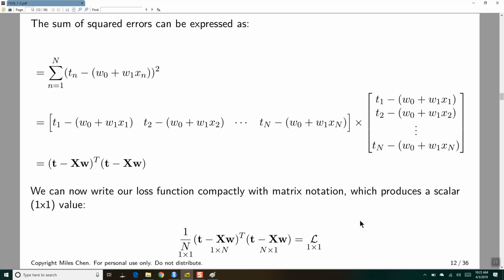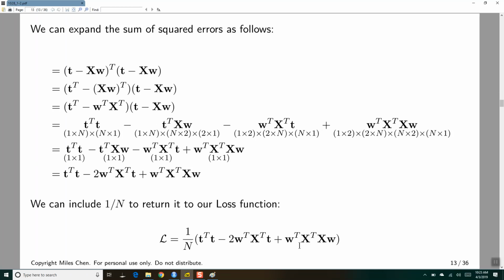So I just want to pause here and make sure this is okay, or if there are any questions here. All right, so this is what we're doing. And so now our loss function is represented by this, 1 over n times (t minus xw) transpose times (t minus xw), okay? So this is the fun slide.